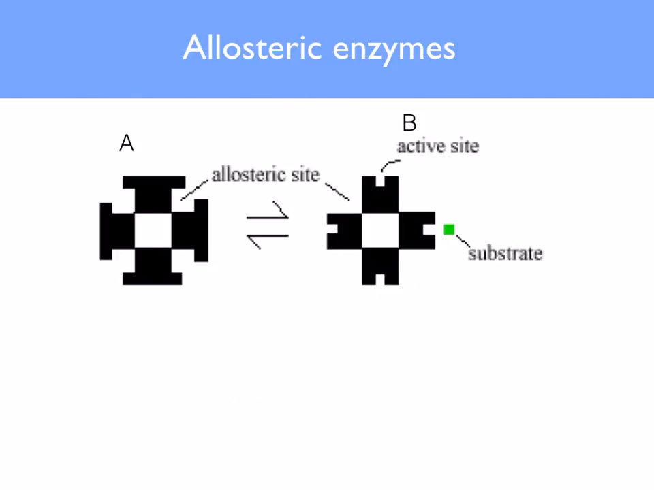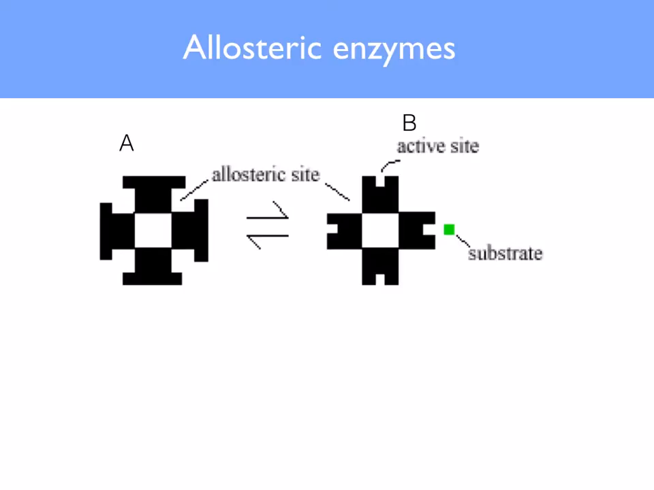So allostery means different shape, and an allosteric enzyme will change shape between active, which you can see B, and inactive, which is represented by A. In A, when something binds to the allosteric site, the active site won't bind to the substrate. What about B? Is that enzyme active? Yes, it is. This is because the substrate can bind to the active site.